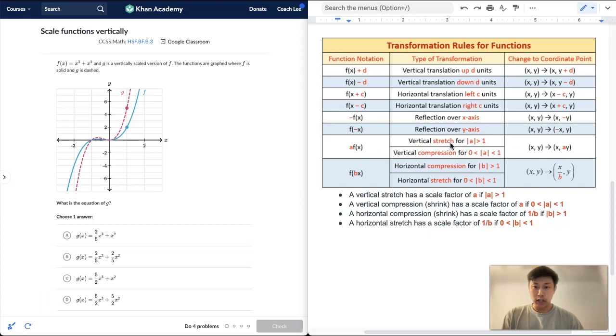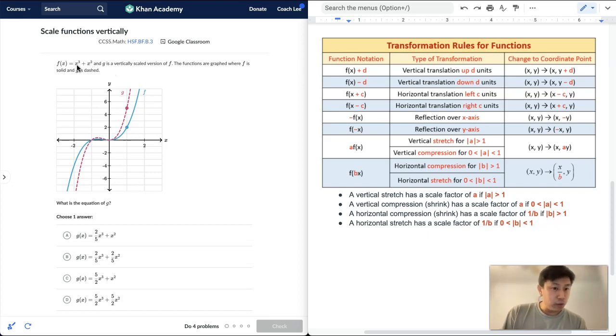So we're stretching or compressing vertically, which means you have a multiplier in front of the whole function. So keep that in mind. You're going to have a multiplier in front of the whole function. So let's read what we have here.